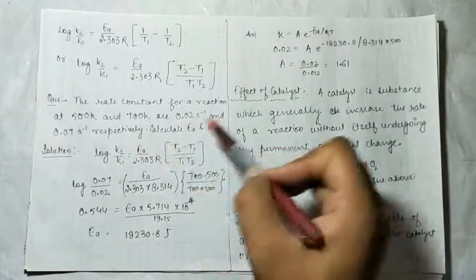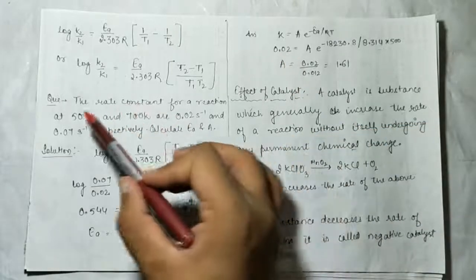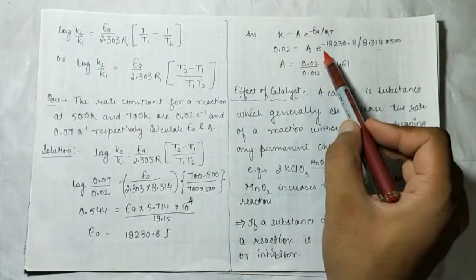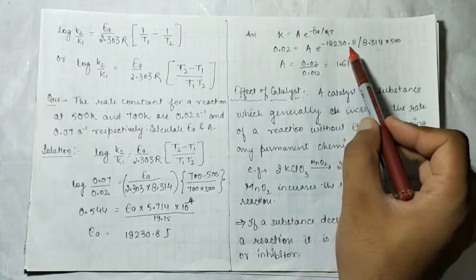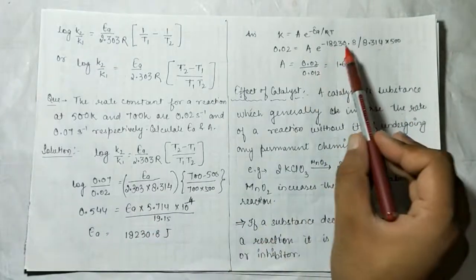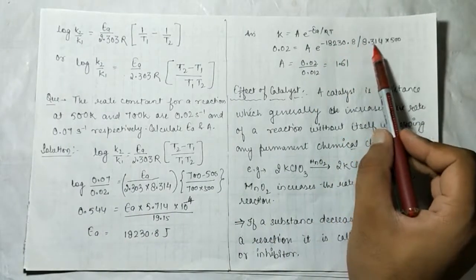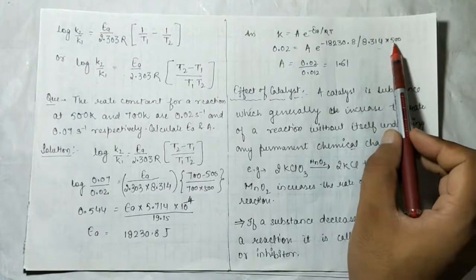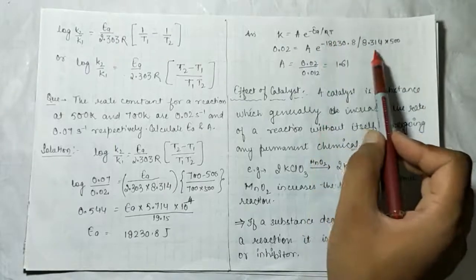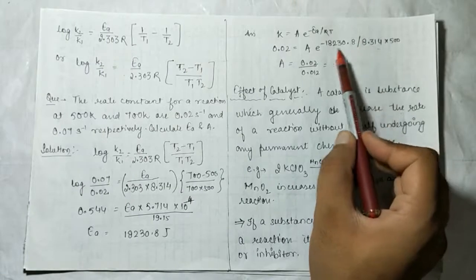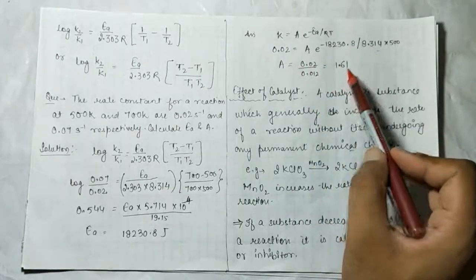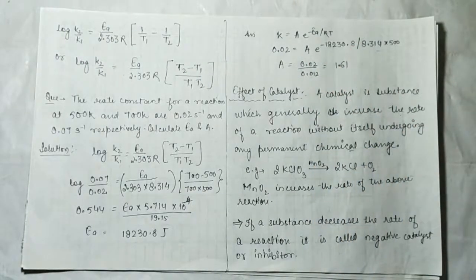So we are using the first value, that is 0.02 at 500 Kelvin equals A e raised to the minus 8230.8. This is the value of activation energy. R is 8.314 multiplied by 500 Kelvin, which is the temperature. That means it is divided by this value and it comes out to be 1.61. So this is a numerical on the basis of the Arrhenius equation.